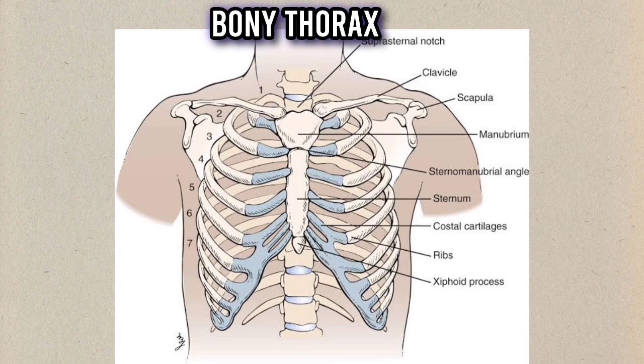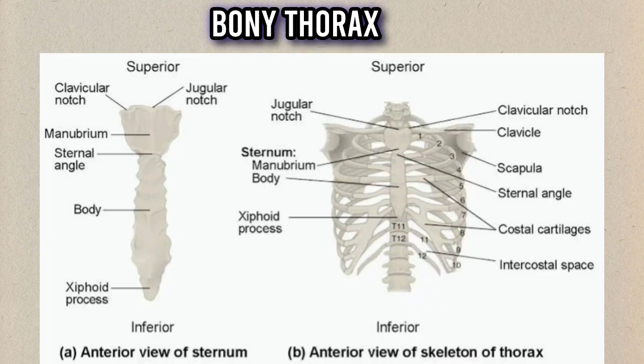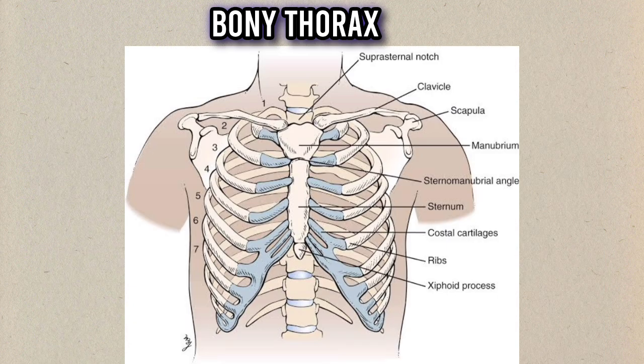Now, anteriorly, the bony thorax consists of the sternum, which is the breastbone, and this sternum is divided into three parts: the superior part, which is called the manubrium, the large center portion, which is the body, and then the smaller inferior portion, which is called the xiphoid process. Superiorly, the bony thorax consists of two clavicles, which are also called collarbones. Now, these clavicles connect to the two scapulae, which are also called the shoulder blades.